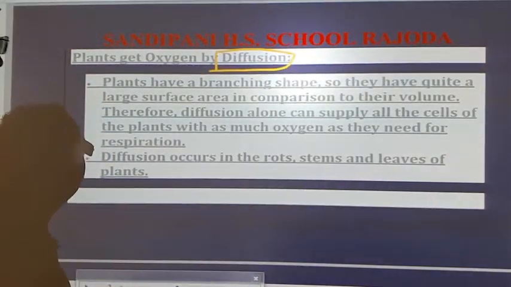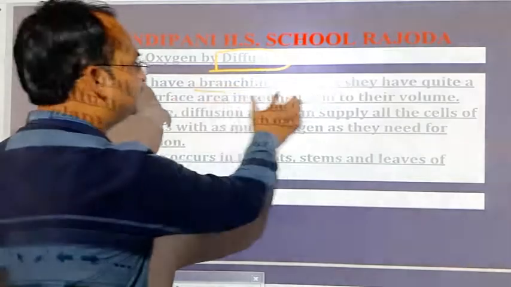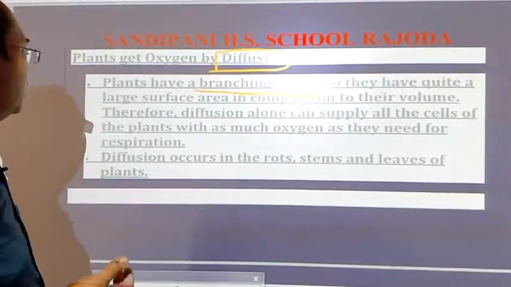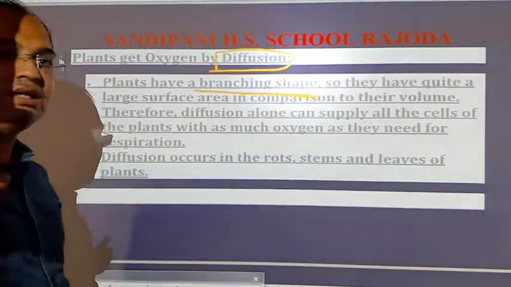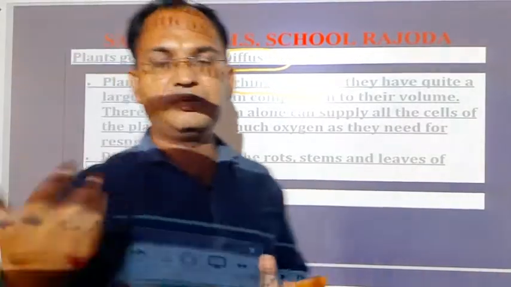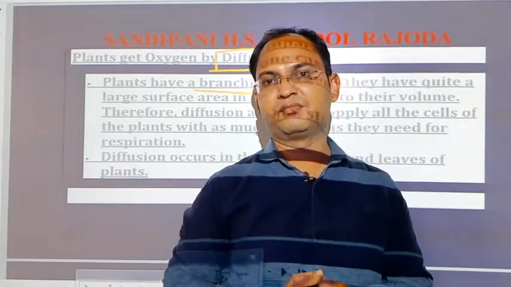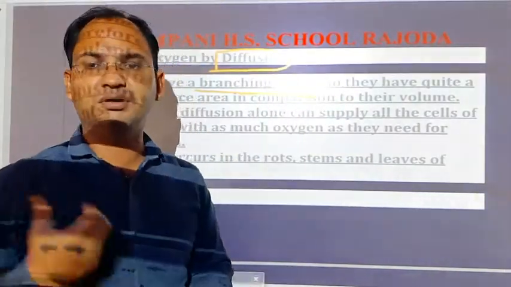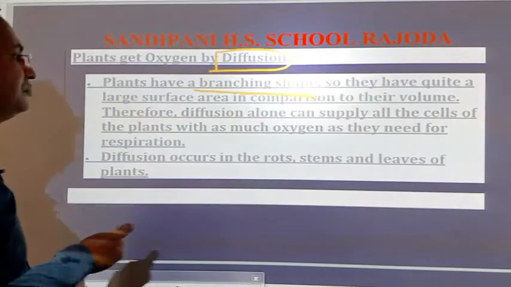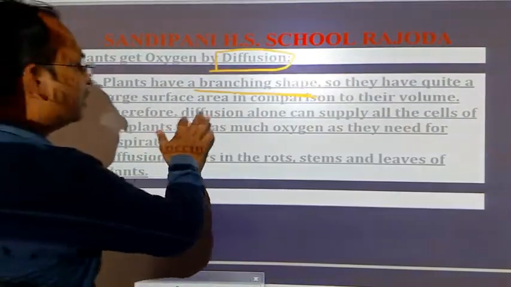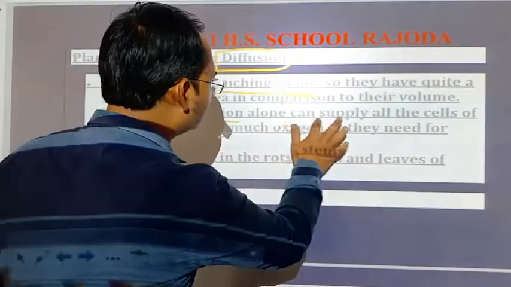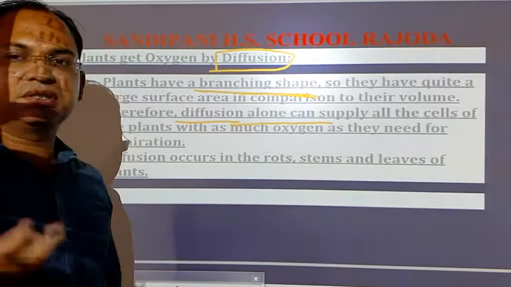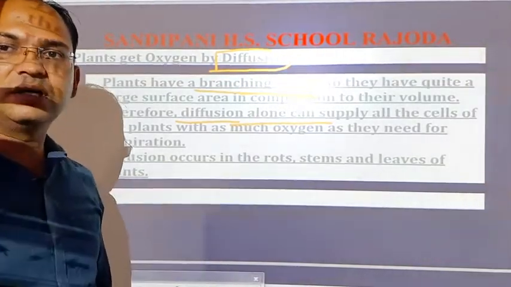plant. First of all, plants have a branching shape, they have a lot of branches, they have a lot of leaves, and so they have quite a large surface area as compared to the body of the animals. Their whole surface area for the absorption of oxygen is very high. So, due to that high surface area, diffusion can fulfill the supply of oxygen as required.